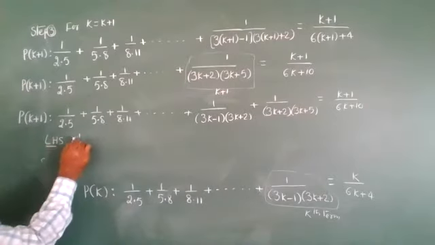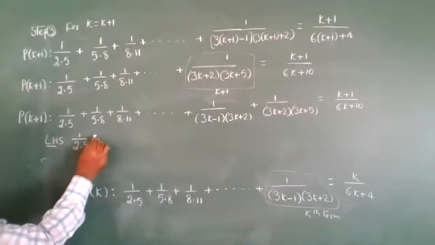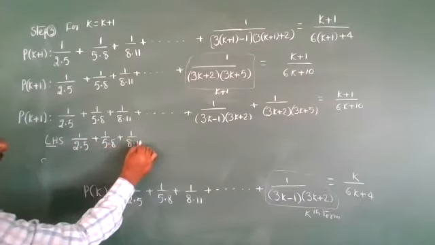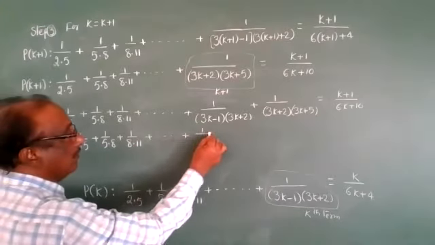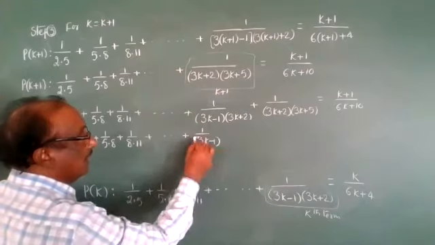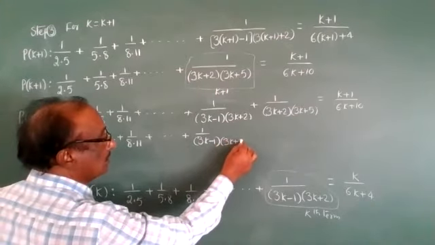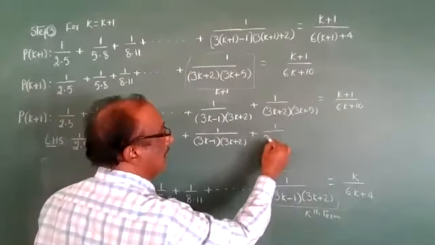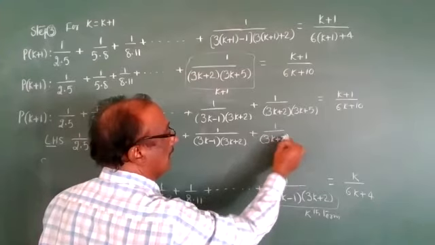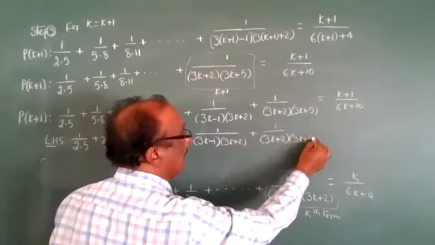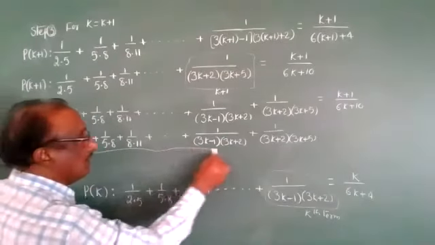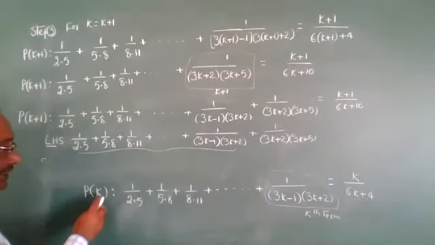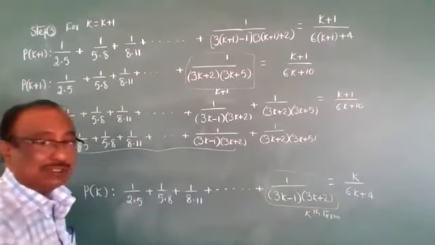Everyone: 1 by 2 into 5 plus 1 by 5 into 8 plus 1 by 8 into 11, and the kth number is 1 by (3k minus 1) into (3k plus 2). This is the kth number. The k plus 1 number is 1 by (3k plus 2) into (3k plus 5). Right. This total is P of k, the statement up to k. Now write down the P of k statement value, which is k by (6k plus 4).